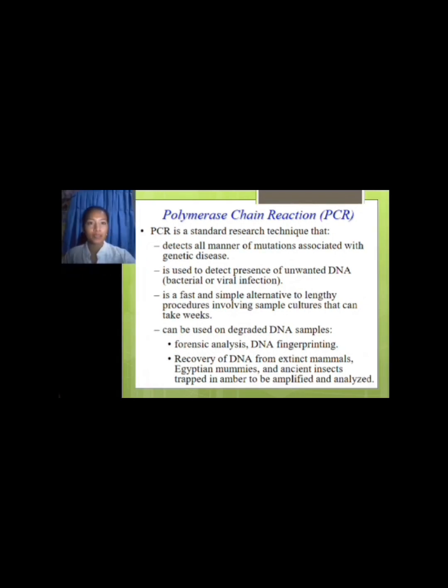PCR is a standard research technique that detects all manner of mutations associated with genetic disease. It is also used to detect the presence of unwanted DNA or bacterial or viral infection. It's a fast, simple alternative to lengthy procedures involving sample cultures that can take weeks. It can also be used on degraded DNA samples, like in forensic analysis, DNA fingerprinting, and recovery of DNA from extinct mammals, Egyptian mummies, and ancient insects trapped in amber to be amplified and analyzed.